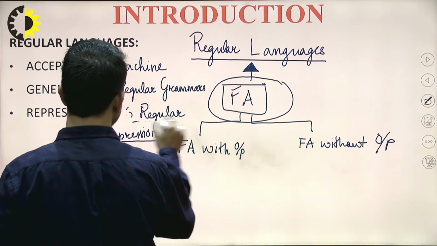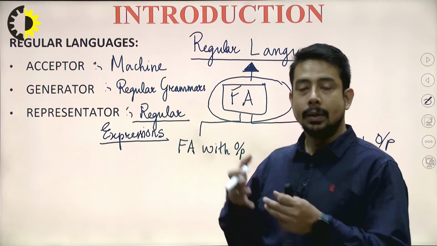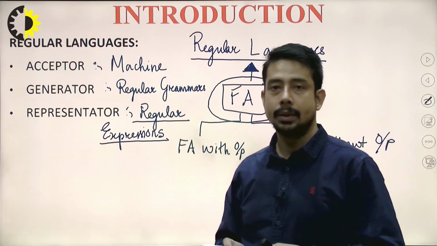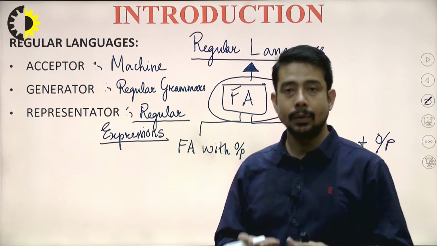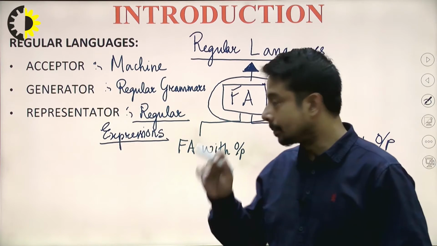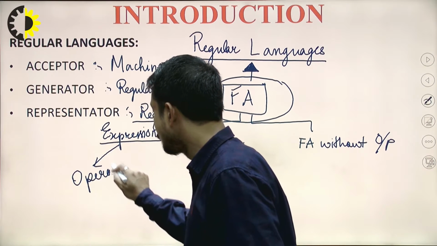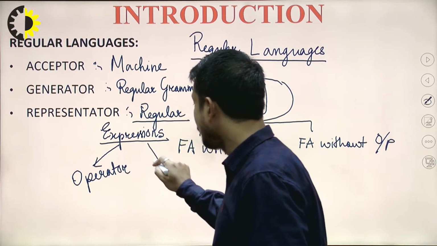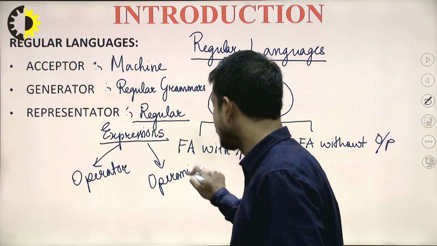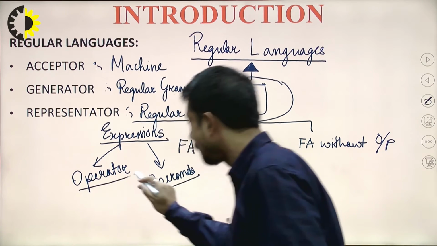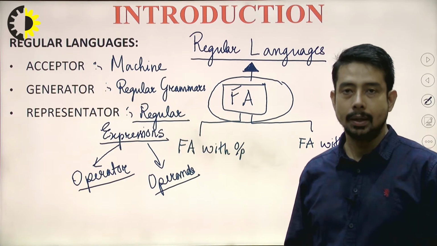So these regular expressions are the ones which will help you to represent, that is the name representator, a particular regular language in the form of strings. And whenever we say expression, it comprises two things. One is your operator, which will operate, and whom it will operate over: the operands. I hope these are the two things that are very important while discussing an expression. Okay, now let's check it out.